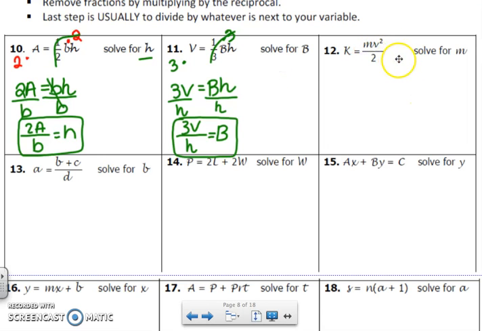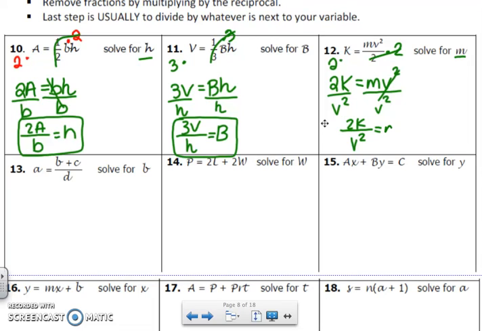On number 12, I need to multiply by what's on bottom always to get rid of it. So I'm going to times by 2 on both sides. If you do it to the right side, you have to do it to the left side. Your 2's will cancel. You're left with 2k equals mv squared. So now it looks like a one-step problem. You need to solve for m. So I need to divide by v squared and get 2k over v squared equals m.